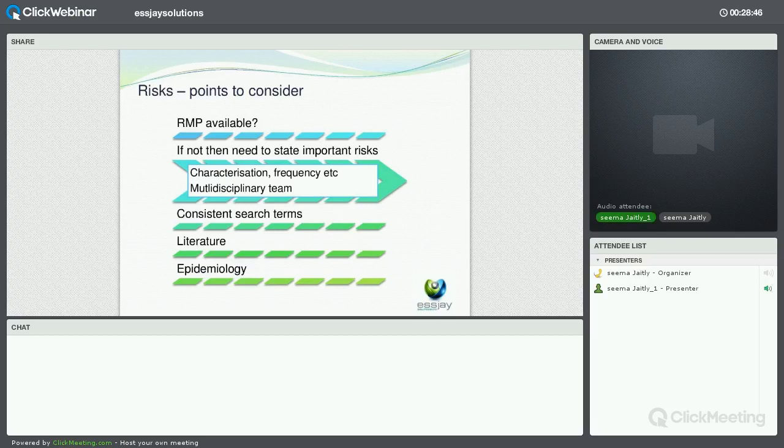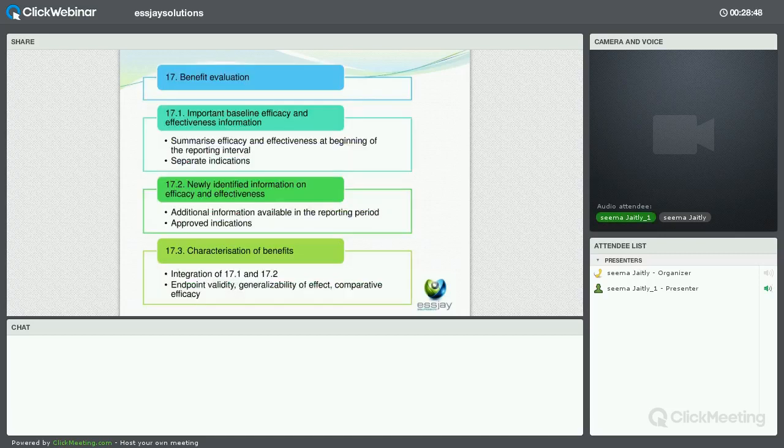Okay, I know we're near the end, only a couple more slides left. Benefit. This is what you need to provide for benefit. Again, this is from the module. You need to look at your global approved indications. So it is only approved indications that should be described here.